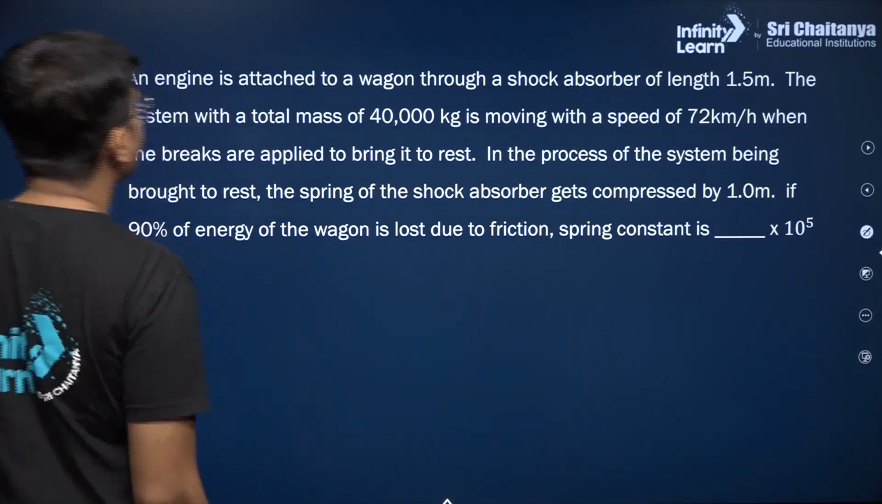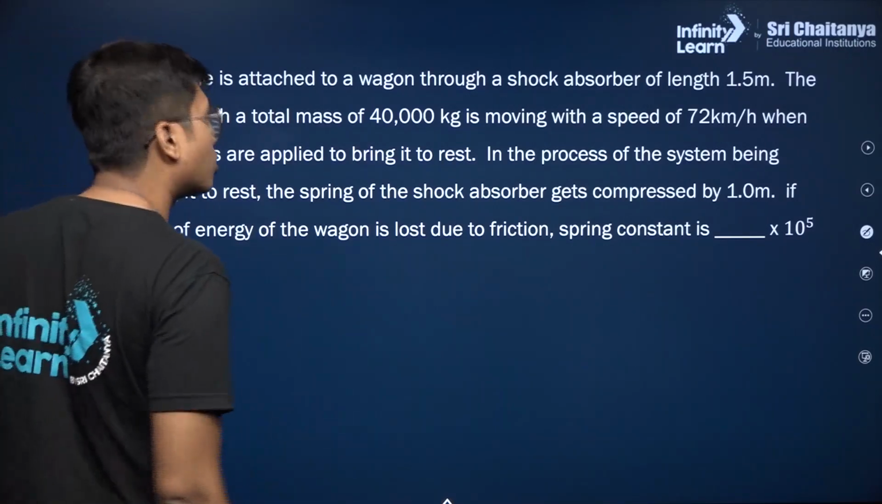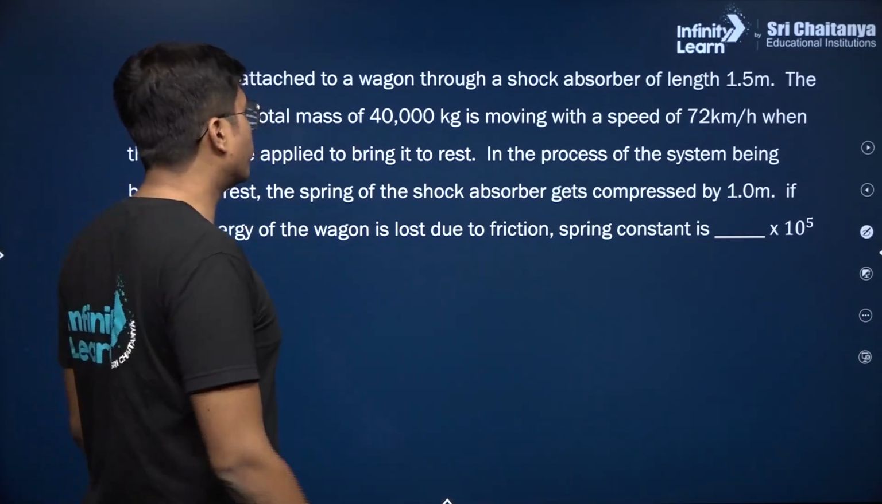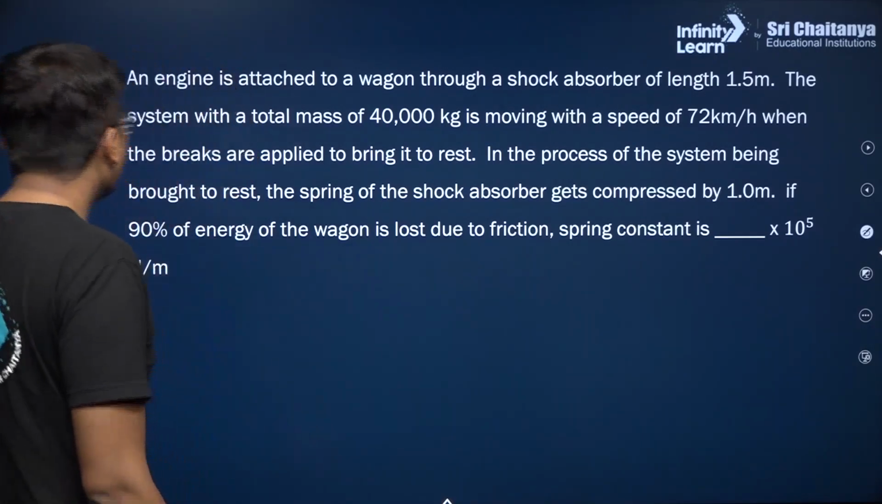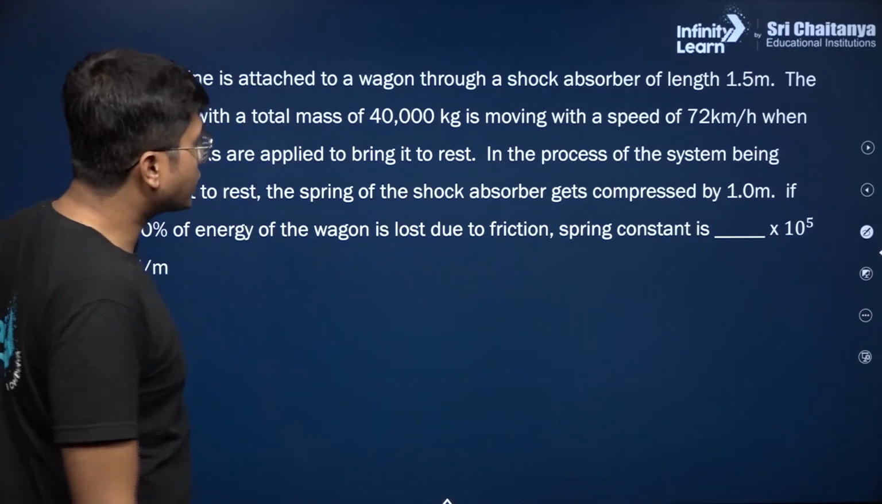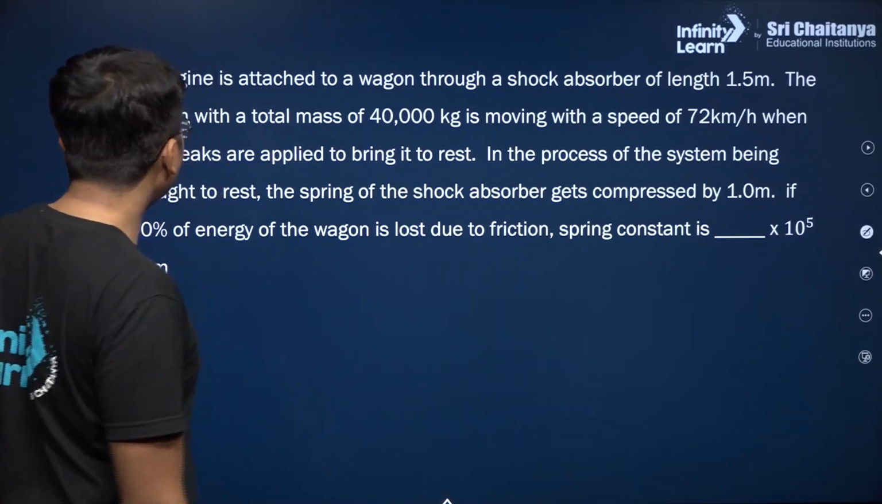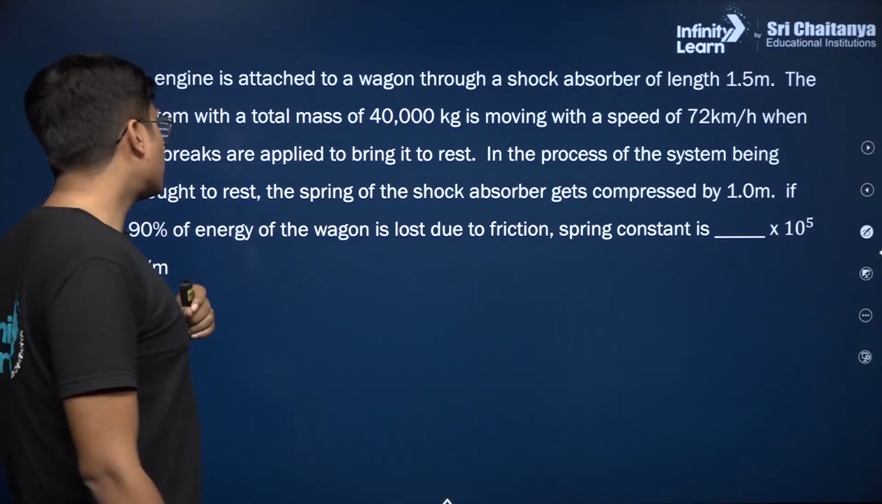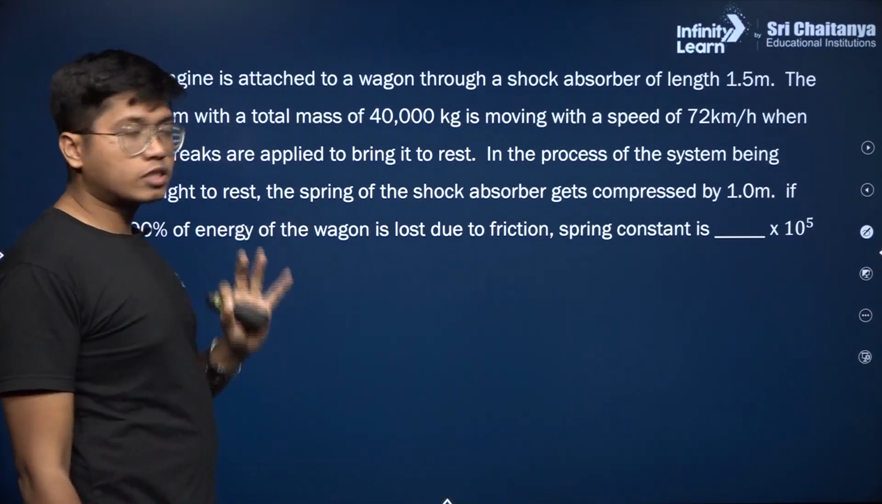Next, an engine is attached to a wagon through a shock absorber of length 1.5 meter, system with a total mass 40,000 kg, moving with a speed of 72 kilometers per hour. When the brakes are applied to bring it to rest, in the process of the system being brought to rest, the spring of the shock absorber gets compressed by 1 meter. If 90% of the energy is lost due to friction, the spring constant is.